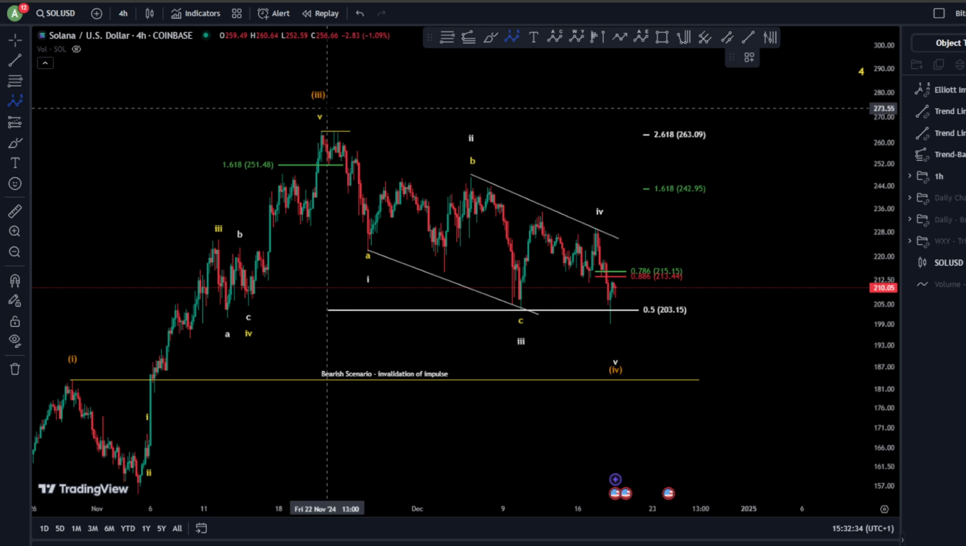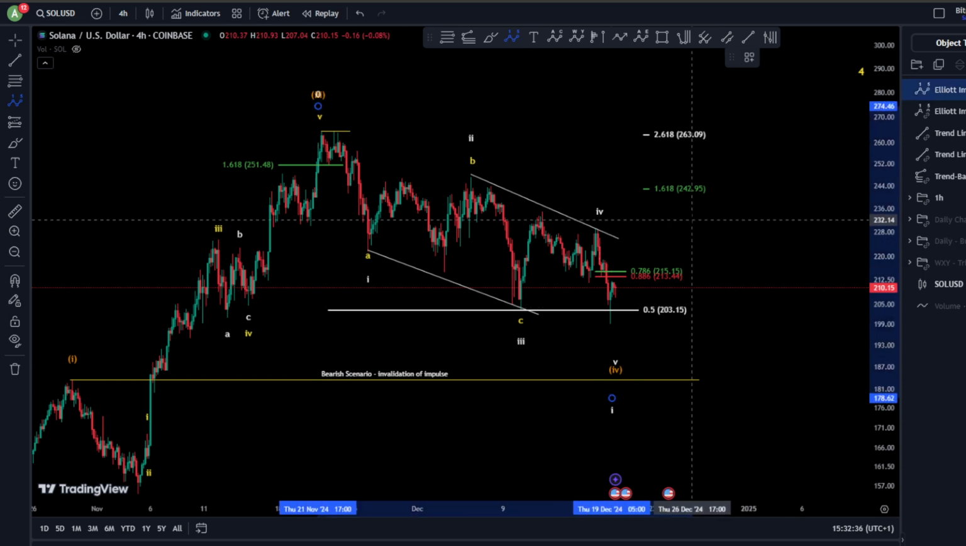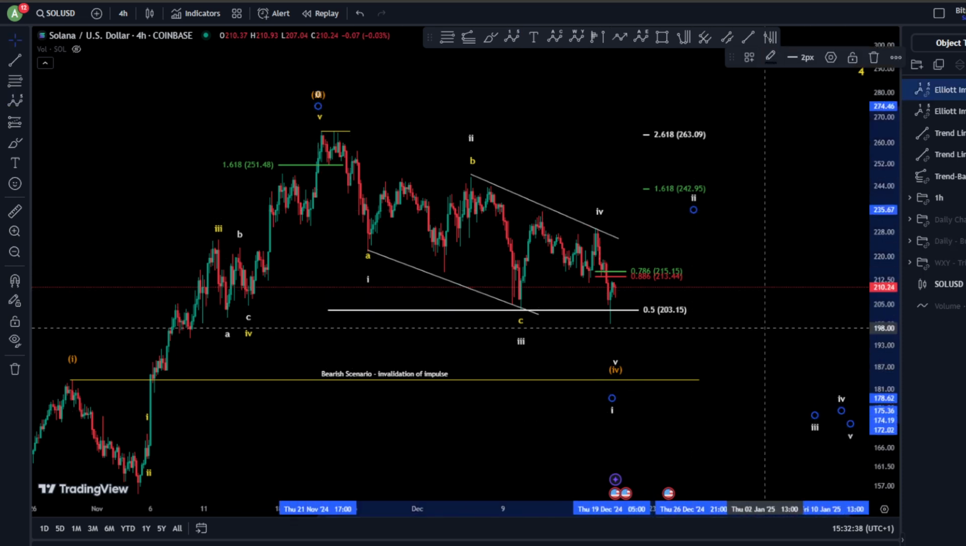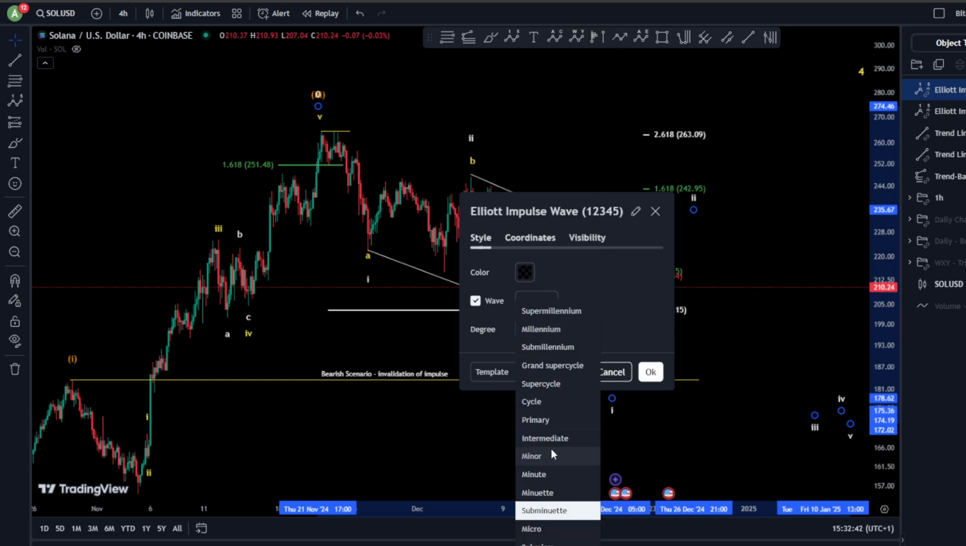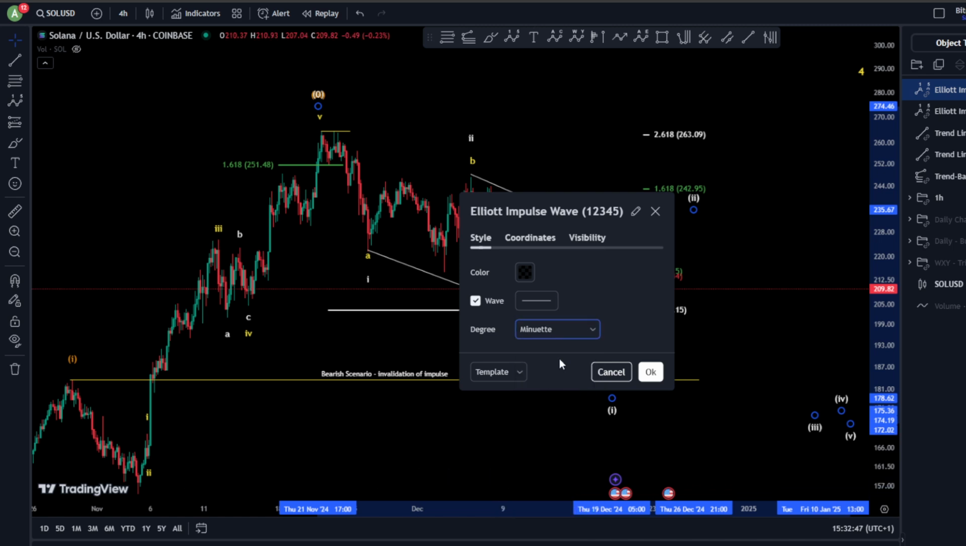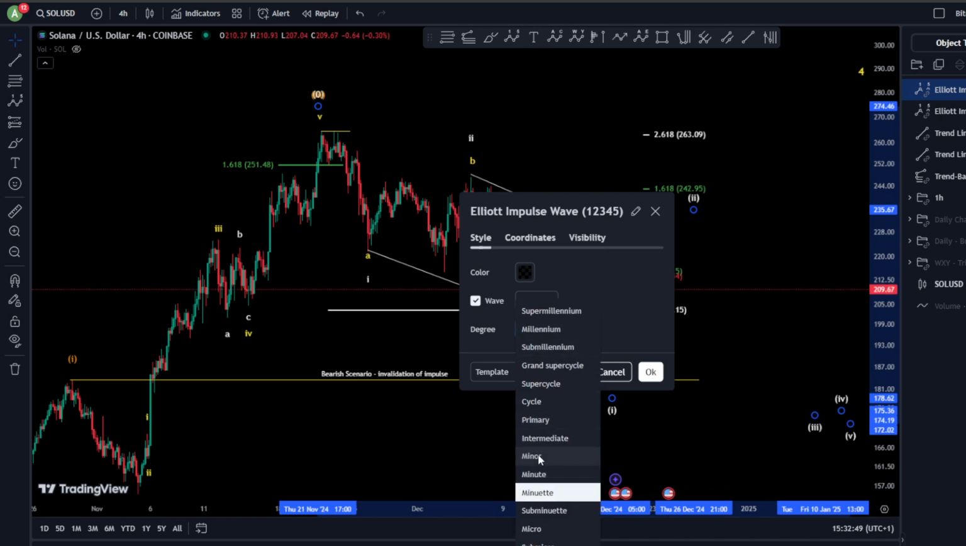So that might be a big bearish scenario that we're talking about, that might start to unfold in the new year. So this is a bearish scenario.